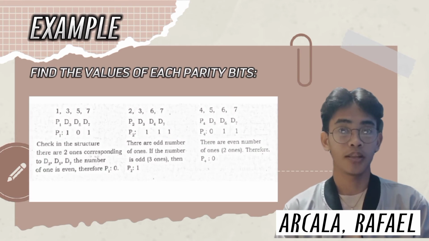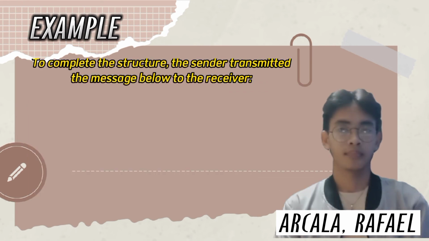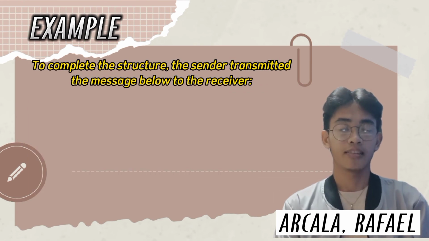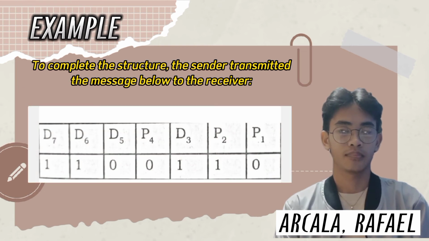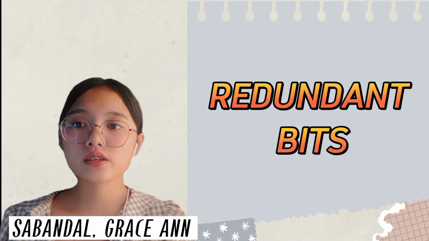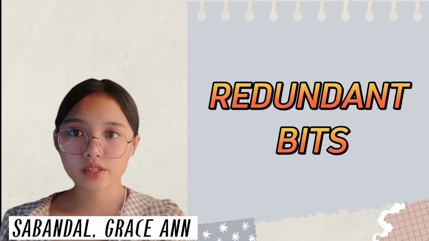Since the sequence is only up to counting the number 7, we will now determine the value of parity bits. To complete the structure, the sender transmitted the message below to the receiver. And the message received is 11001110.